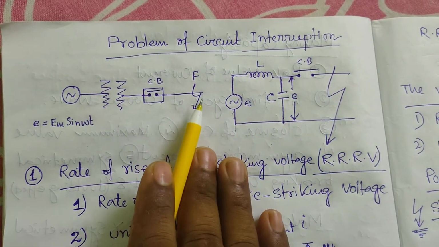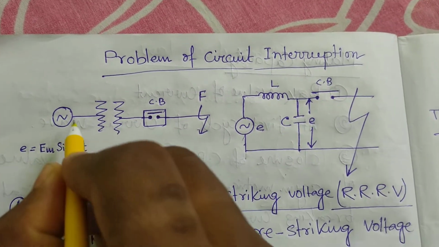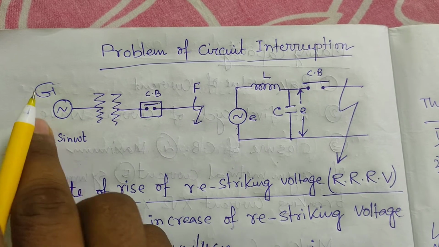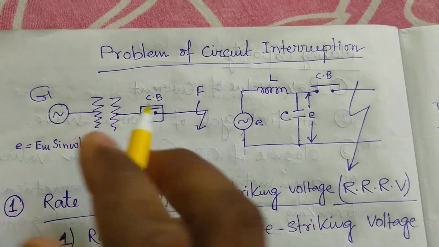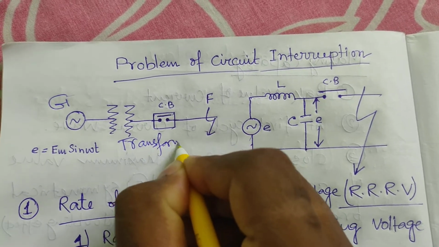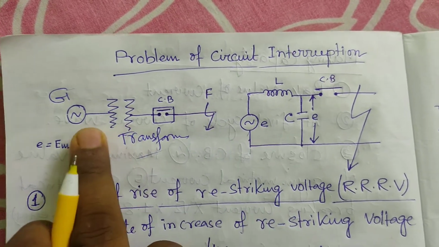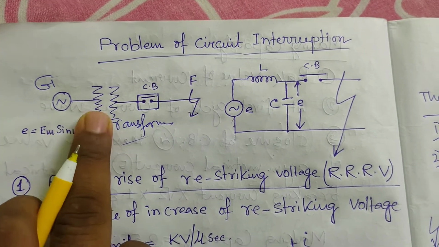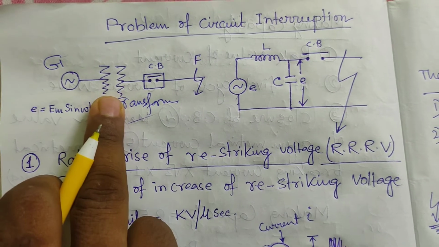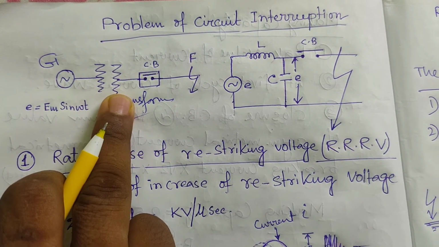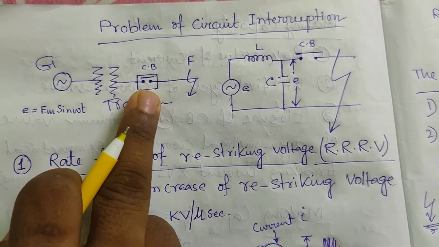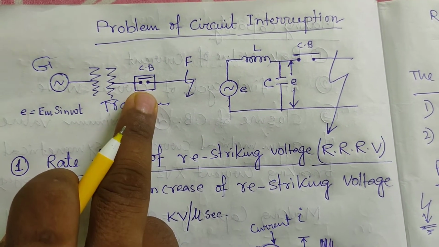I have drawn a circuit. This is the generating plant. By the help of this symbol, I am showing that these are the generators. This is the transformers. By the help of these transformers, the generated voltage is stepped up at the generating station. After stepping up the voltage to a certain desirable value, we transmit the power to a substation. So this is a substation.